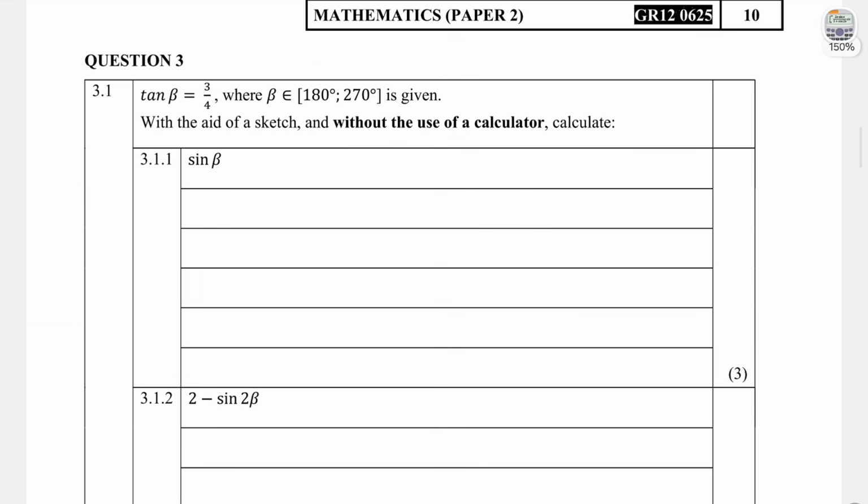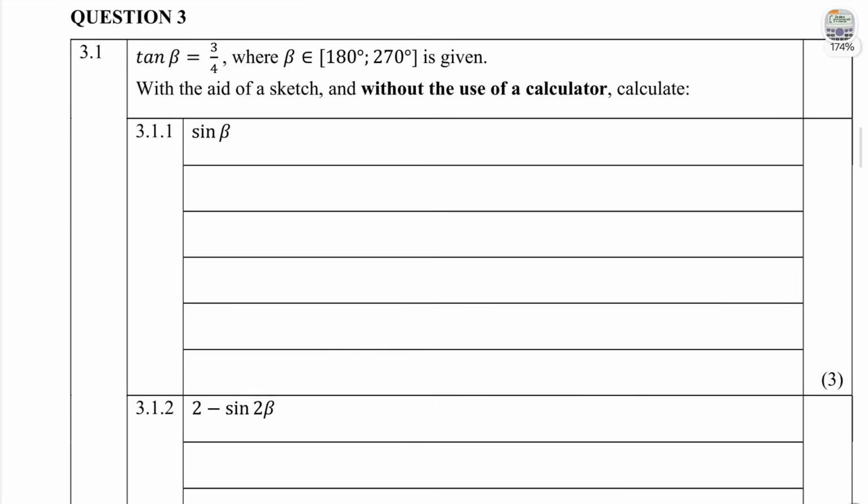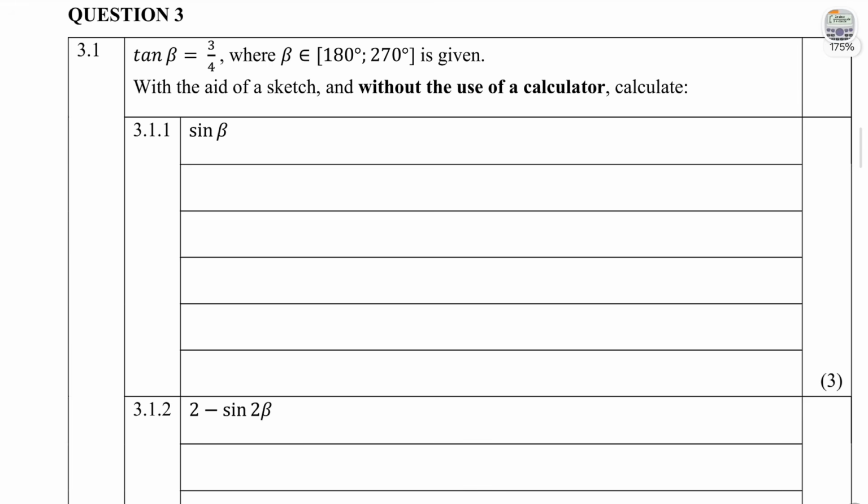Question 3.1 says tan beta is equal to 3 over 4, where beta is an element of 180 degrees to 270 degrees is given. With the aid of a sketch and without the use of a calculator, calculate sine beta. Okay, so we have a trig diagram. Let's go ahead and draw our diagram first. They told us that tan beta is equal to 3 over 4.